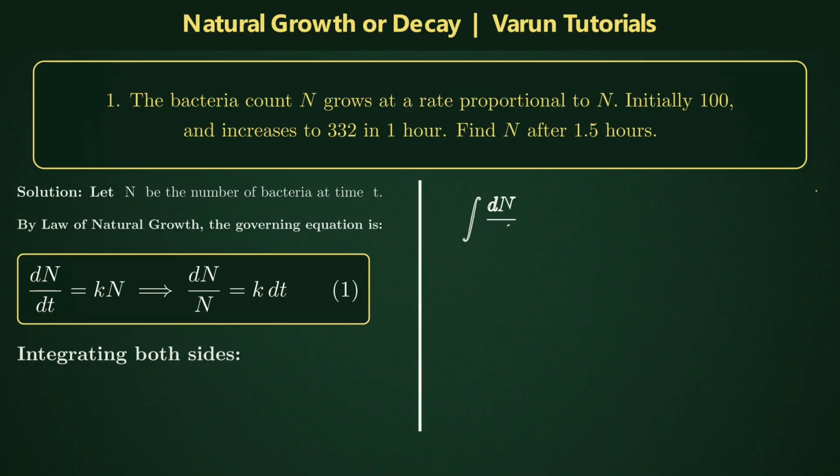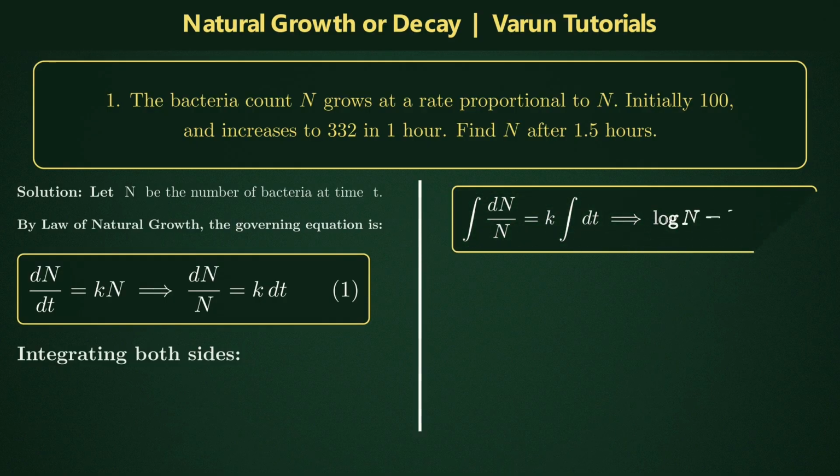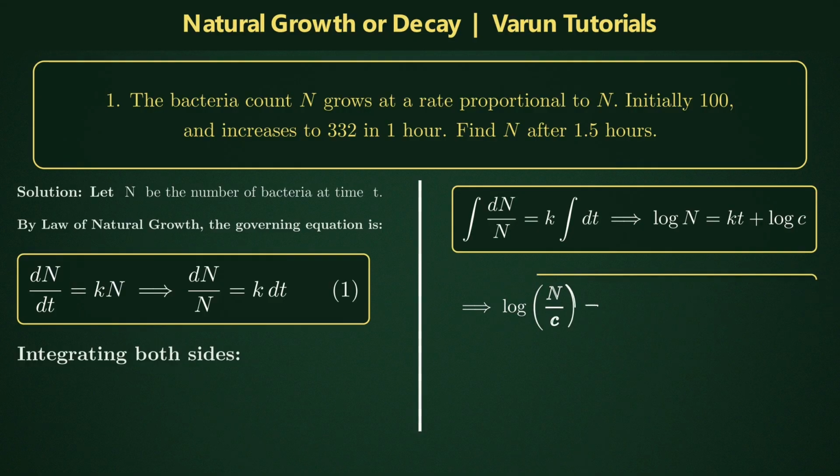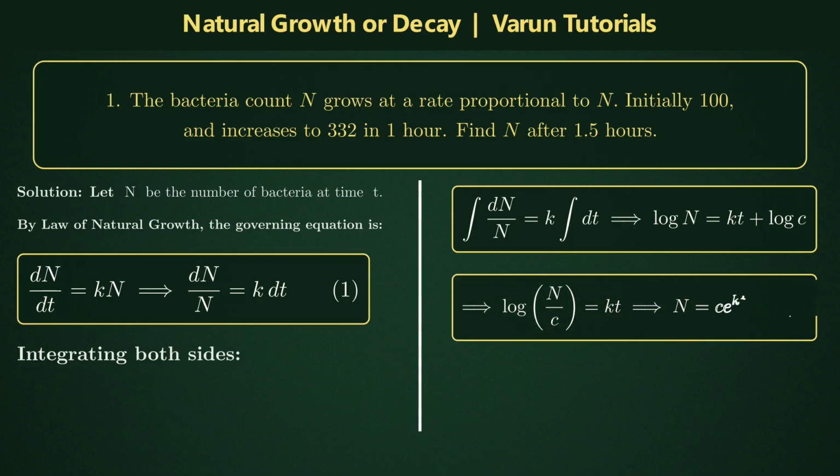Integrating gives the integral of dn over n equals k times the integral of dt, which yields log n equals kt plus log c. Combining the logarithms and taking the exponential on both sides, we get the general solution n equals c times e to the power of kt. We label this as equation 2.